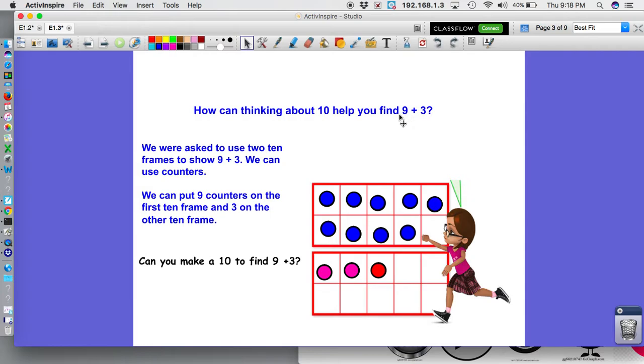So what do we have to add to 9 to make it 10? So to make it 10, we have to add 1. So I'm going to take my 1 counter here, and how many counters do we have left? We now have 2 counters left. Now what we really have is 10 plus 2. And what does 10 plus 2 equal? 10 plus 2 equals 12.